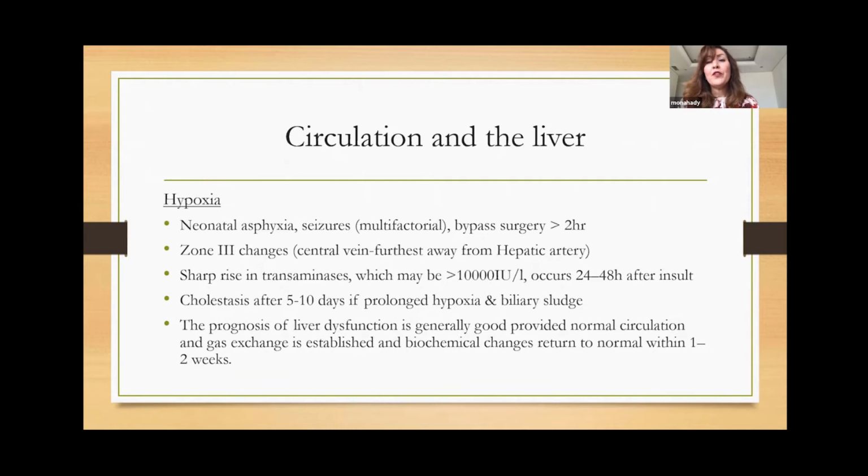There is always a sharp rise in transaminases in the thousands, quite scary numbers really, and it occurs not immediately after the insult, but within the first 24 to 48 hours after the insult, you'll find the peak of the transaminases. This is followed by cholestasis. The prognosis of liver dysfunction is generally good, provided that the normal circulation and gas exchange is restored and returned to normal within a short period of time.